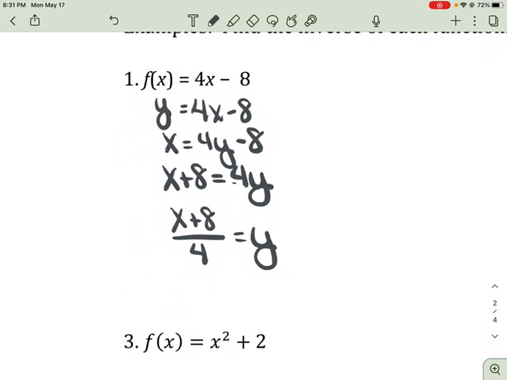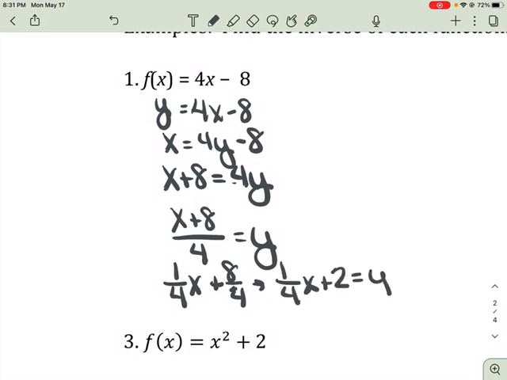And again, if you're not sure, we can always graph it in our calculator, but think of it this way. This is like 1/4 x, and then I can put the 8 over 4. So this is 1/4 x plus 2 is equal to y. That looks like y equals mx plus b to me. That's a line. So that is definitely an inverse.